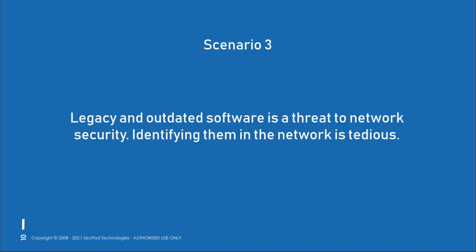Let us take a look at our next scenario now. Legacy and outdated software is a threat to network security. Identifying them in the network is tedious. This is really true. Generally, when legacy and outdated software is present in the network, it easily creates many open gateways for attackers to intrude the network. So, identifying and removing them in the network is really critical for IT teams, and this is one of the most important security scenarios under IT asset management. How do you think we can go about handling this, Bharat?